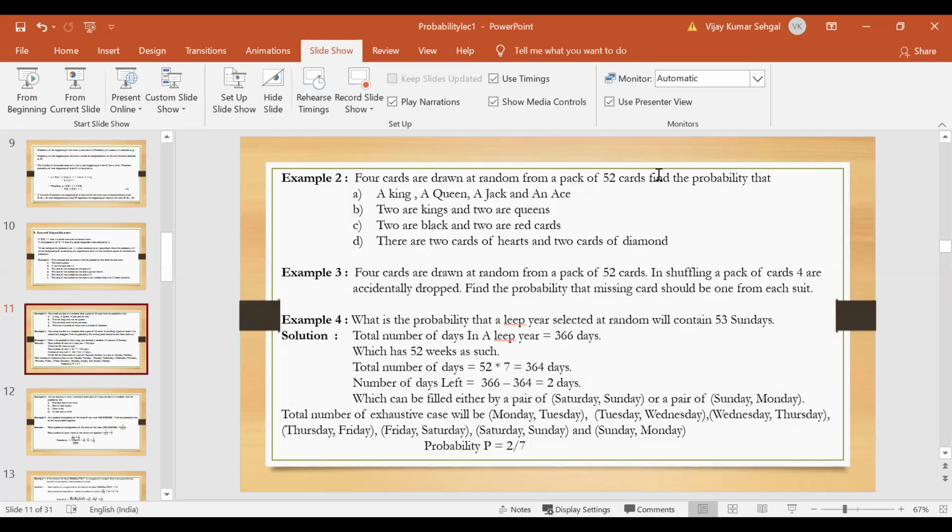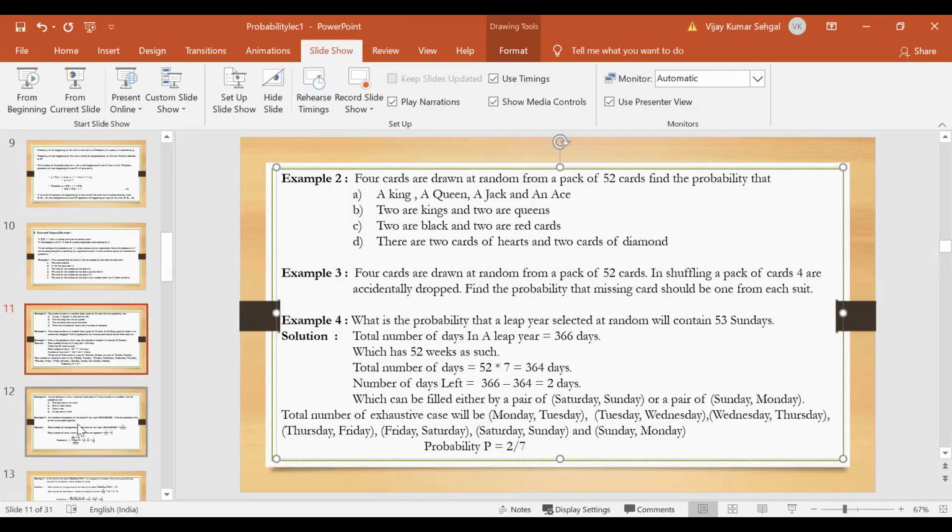Similarly, you can find the case of a non-leap year. What is the probability of getting 53 Sundays in a non-leap year? So this you can try yourself. What is the probability that a non-leap year selected at random will have 53 Sundays?